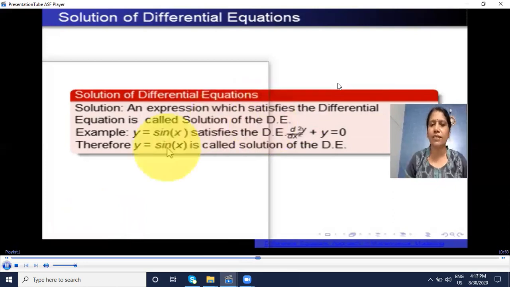For example, y is equal to sin x. If you substitute it in this equation, that value will be equal to 0. Just let me tell you how it is. The y value is sin x.